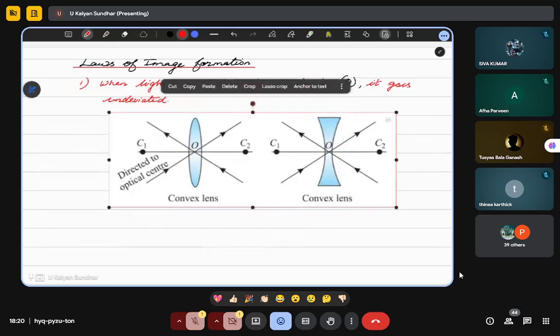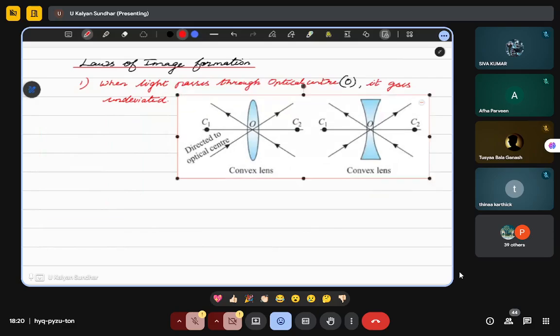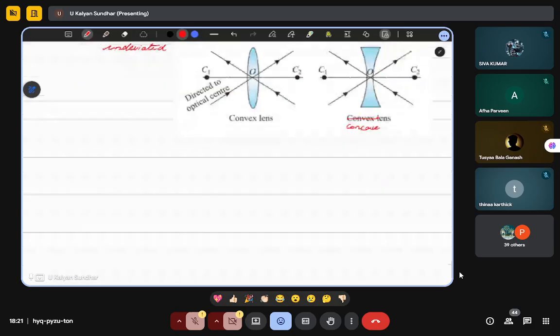This is the difference. So first one is the convex lens, and this is about the concave lens. And look at the center of curvature. In the center of curvature, first will be this one, right? And whenever it passes through its optical center, the light goes undeviated, right? Now, next comes the principal axis or the principal focus.